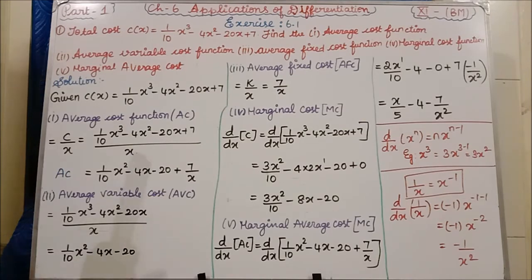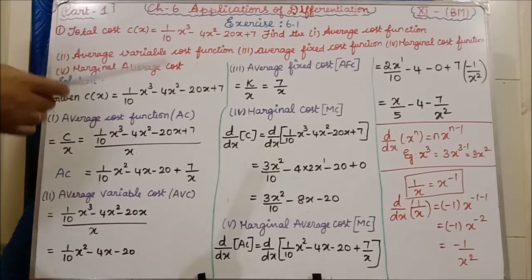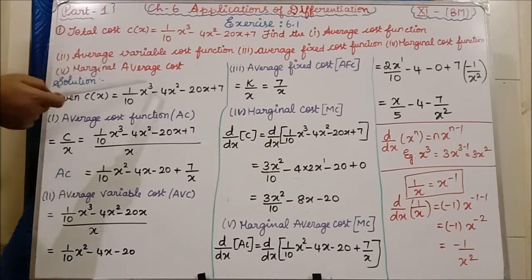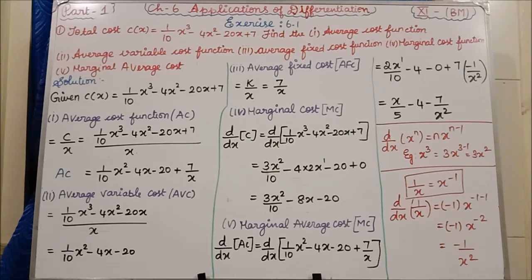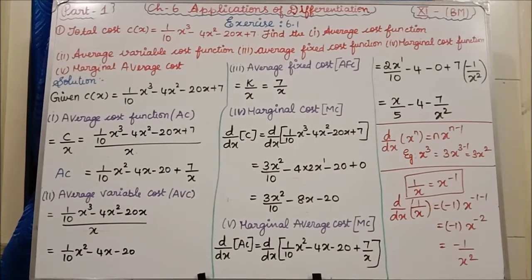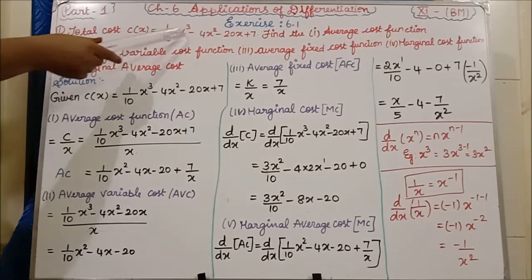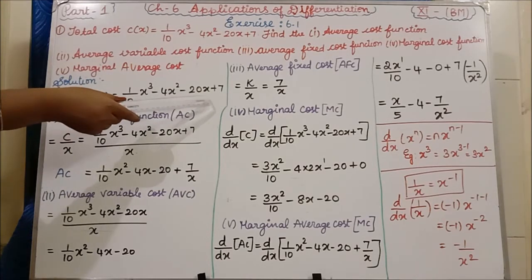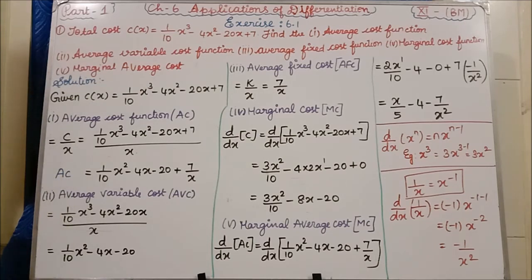First, we have to find the average cost function. Then the average variable cost function. Then the average fixed cost function. Fourth is the marginal cost function. Fifth is the marginal average cost. Students, now we know the formula for everything, isn't it? Now we'll start the solution. Given the cost is 1 by 10 x cube minus 4x square minus 20x plus 7.